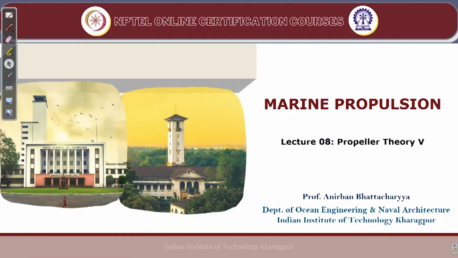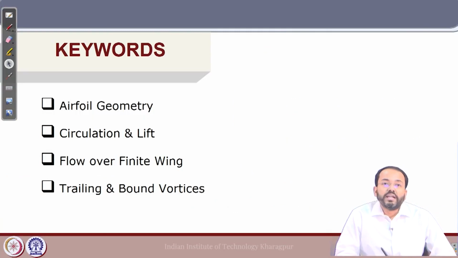Welcome to the 8th lecture of the Marine Propulsion course. Today we will continue with propeller theory. In this class we will discuss airfoil geometry, because the propeller blade sections are basically foil sections. We will also discuss the relation between circulation and lift, the flow over a finite wing, and the concept of trailing and bound vortices.